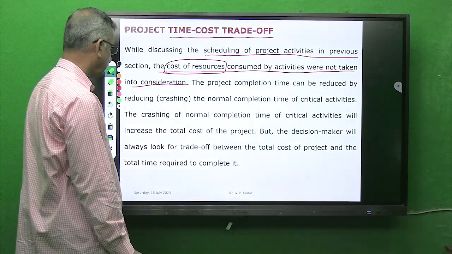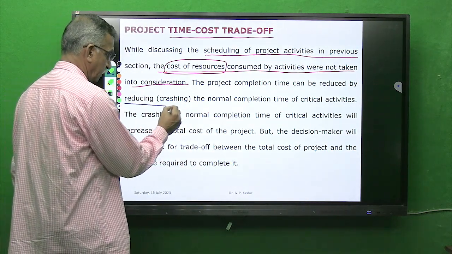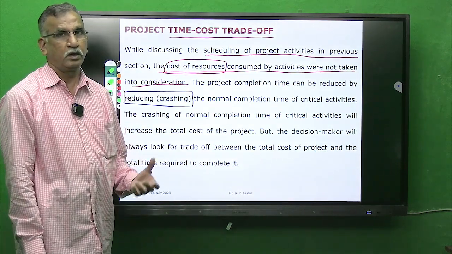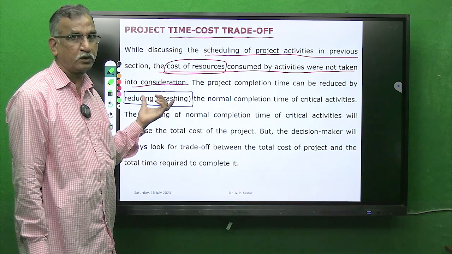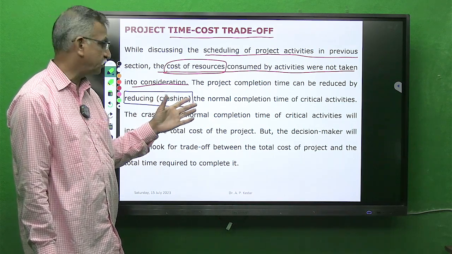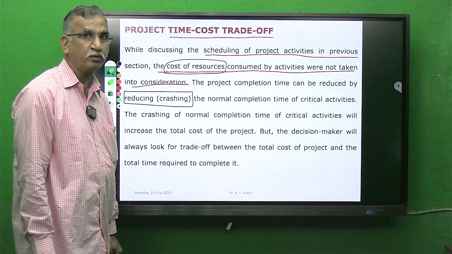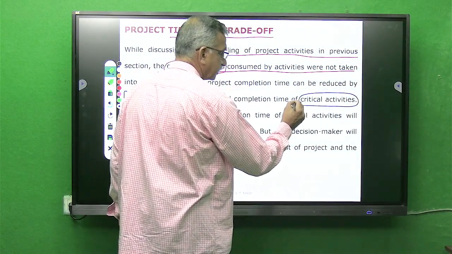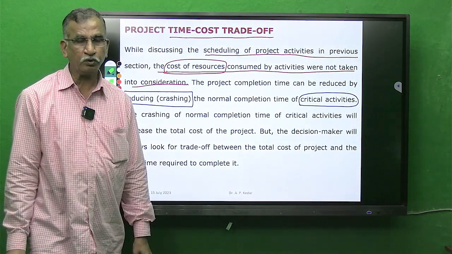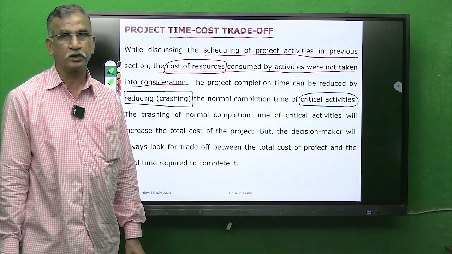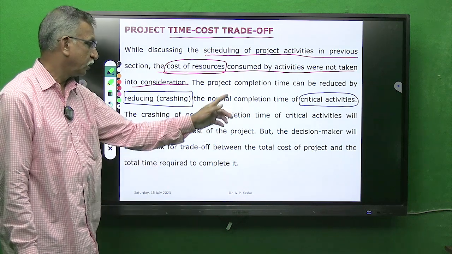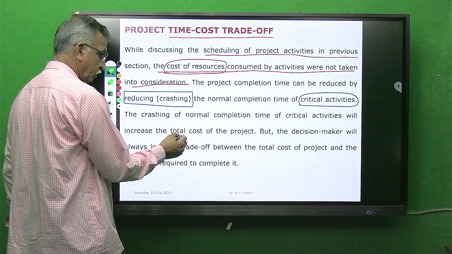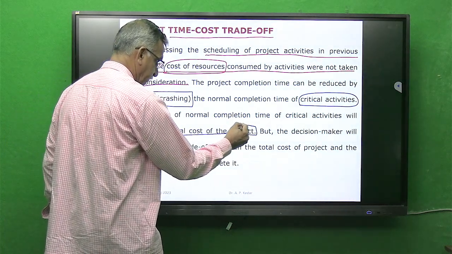Now, the project completion time can be reduced by reducing the activity times. The mechanism is called crashing of the activities. I will explain this concept in detail. What do you mean by reducing or crashing? The normal completion time of critical activities. If you remember the previous lecture, we have seen what is meant by critical path. We also studied what are critical activities. So the crashing of the normal completion time of critical activities will increase the total cost of the project.